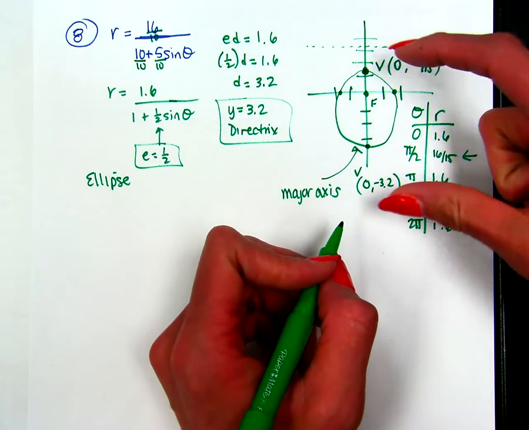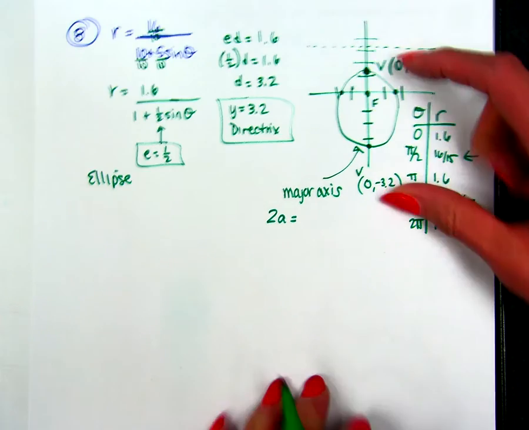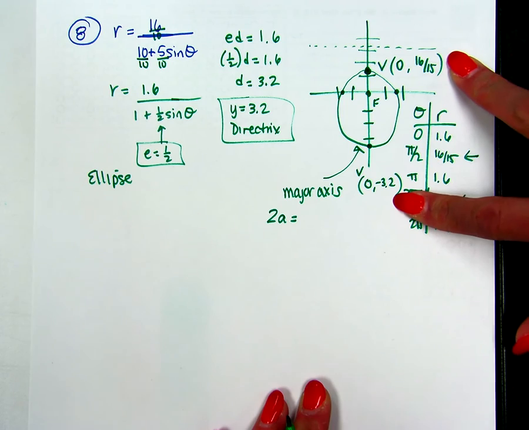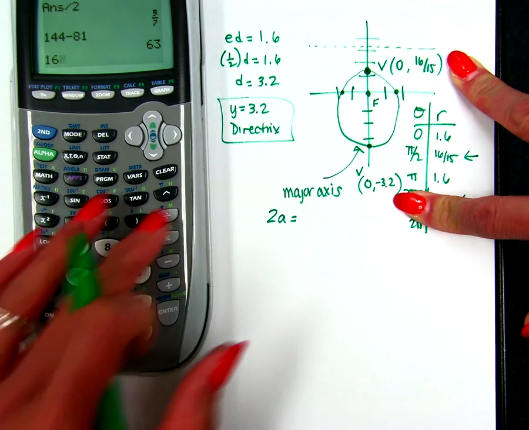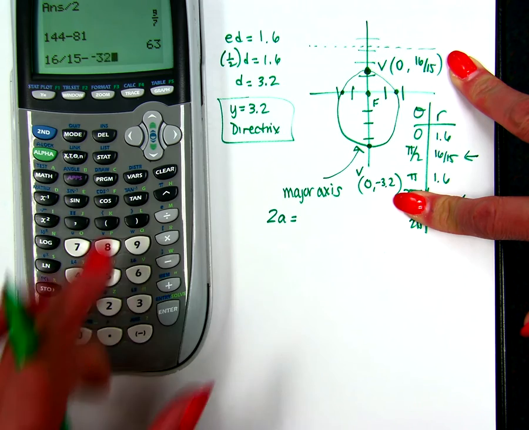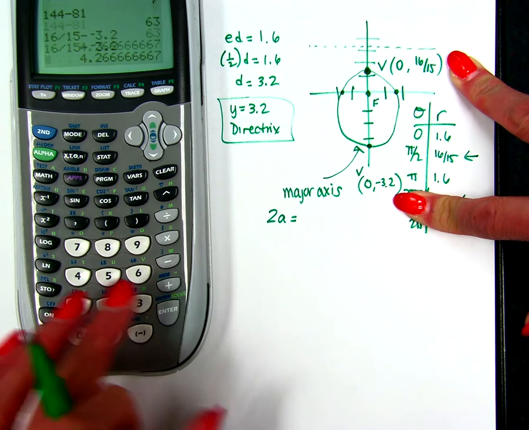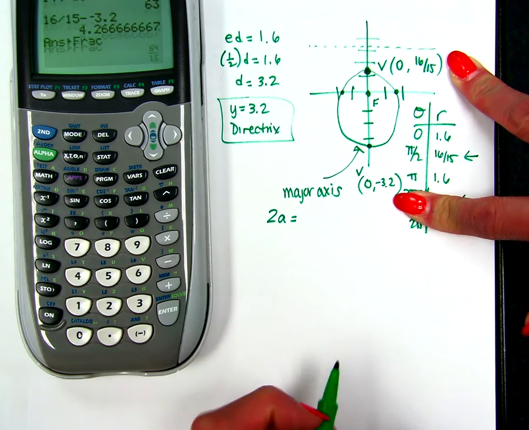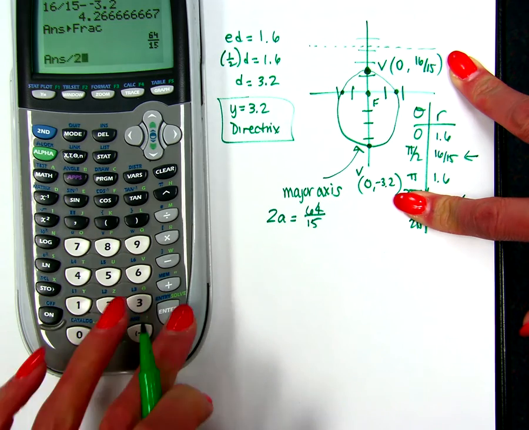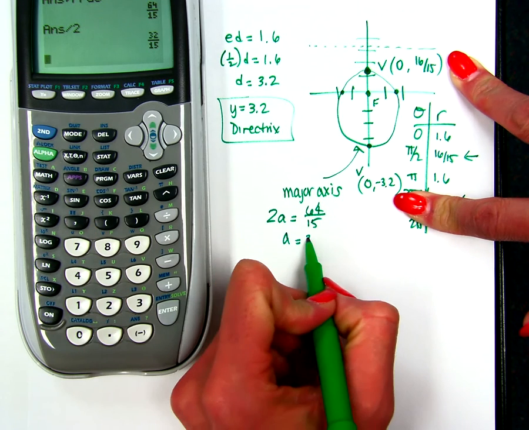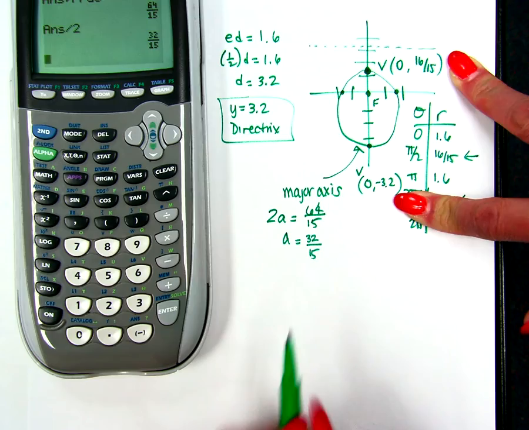You just look at this as x and y axis, right? The major axis should be 2a, which is the distance between these 2 points. So if we wanted to find the distance between these 2 points, we could just subtract. So we have 16/15 minus negative 3.2. All right, so 2a is equal to 64 over 15, and if we divide that by 2, a is equal to 32 over 15.